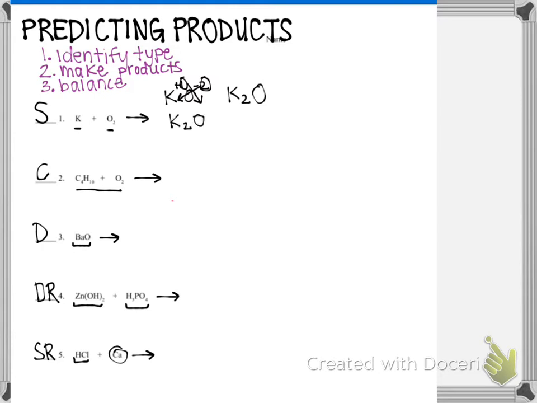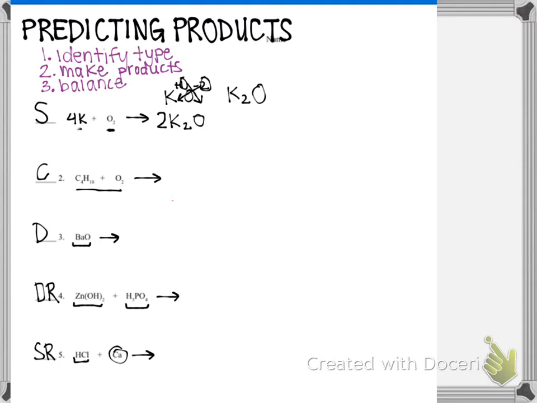Then if you look back, you can tell that that's not balanced. You have 1 K on the reactant side and 2 on the product side. So we want to balance this by putting a 2 there. You've got 2 oxygen and 1 oxygen, so we need to put a 2 here, which is going to change our K now to 4. So we want to make that 4K.